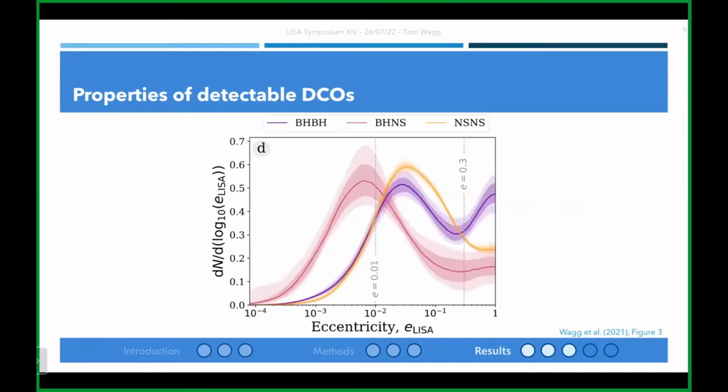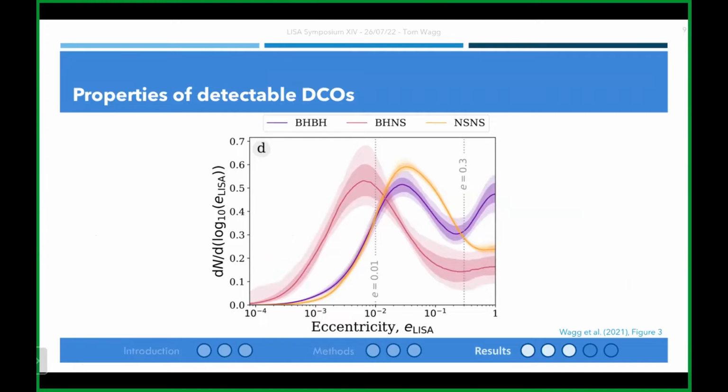So let's also look at some of the detectable properties of the system. I'm not going to go through all of them. I'm showing you only 2 out of a bunch in the paper, but I'm going to focus on the eccentricity here because I'd like to highlight a couple of things. What you've got on the x-axis here is eccentricity on a log scale. So things on the left are very circular, things on the right are very eccentric.